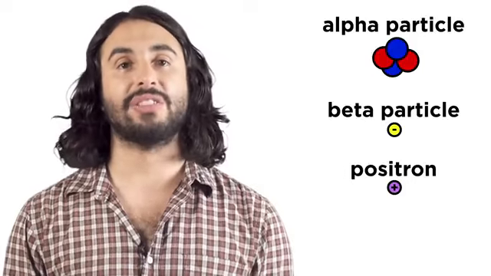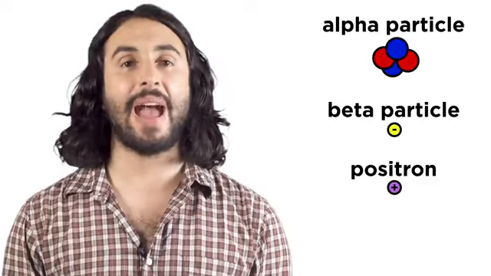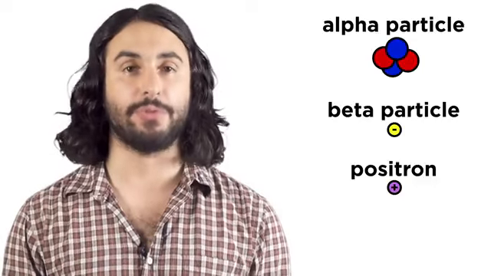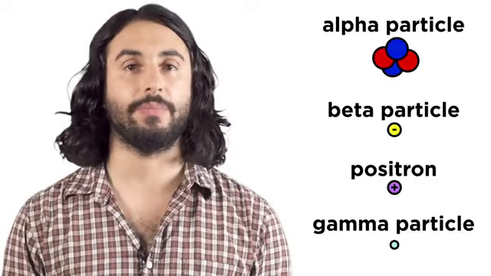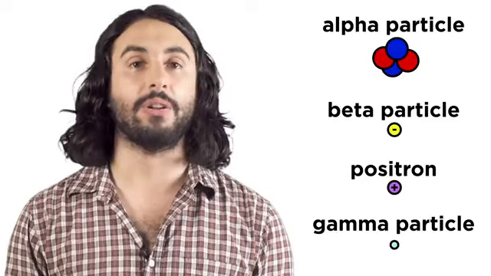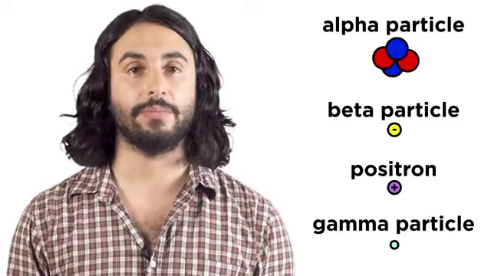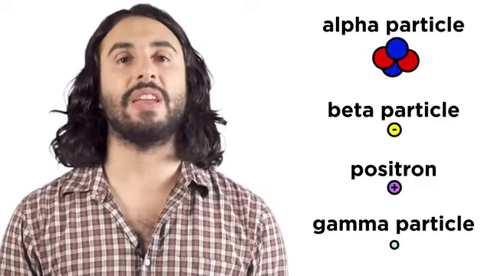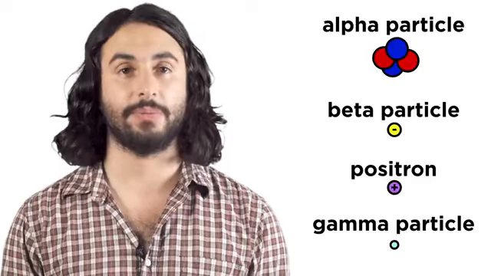A beta particle is an electron. A positron is the antimatter particle of the electron, which has the same mass as the electron but a positive charge. And a gamma particle is a photon of light. This is the same as the electromagnetic radiation from the Bohr model, just no longer associated with the transition of an electron. Let's quickly learn the ways that we can notate these particles so that we can write nuclear reactions.